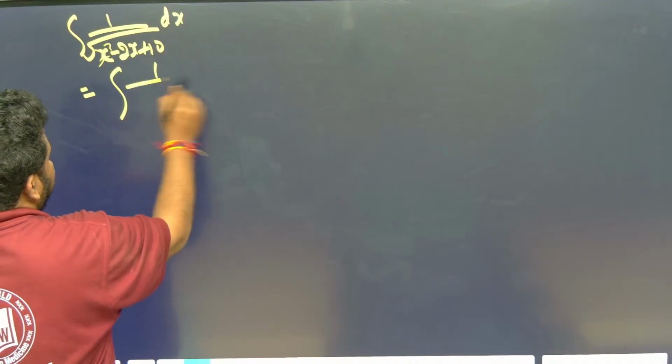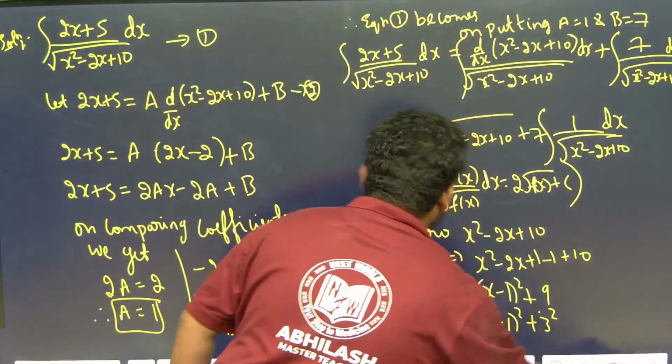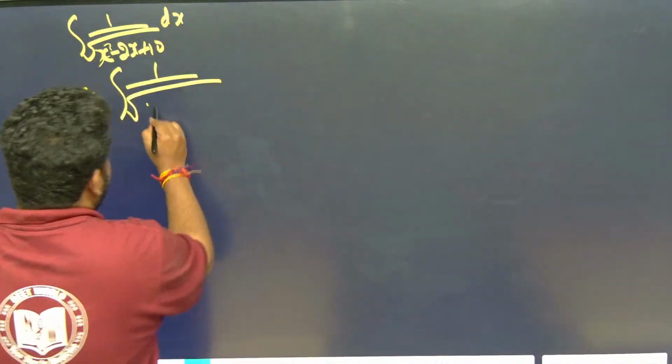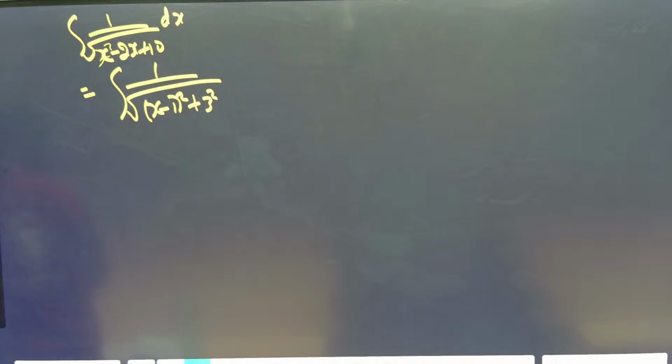the integral of 1 by, so this is (x minus 1) whole square plus 3 square within the square root. Don't forget the square root. (x minus 1) whole square plus 3 square. Correct? So this is what we have.